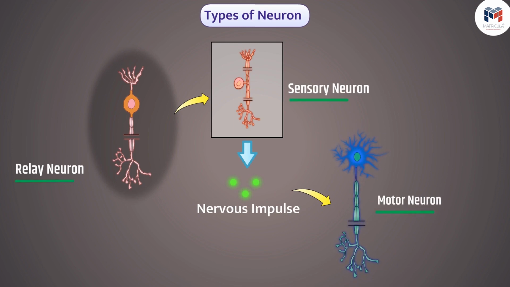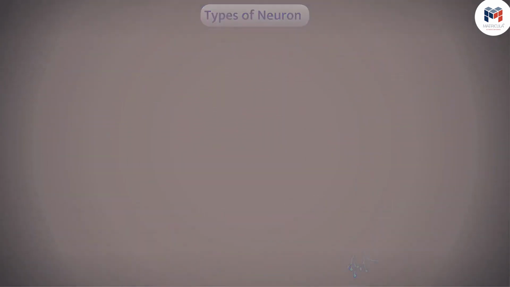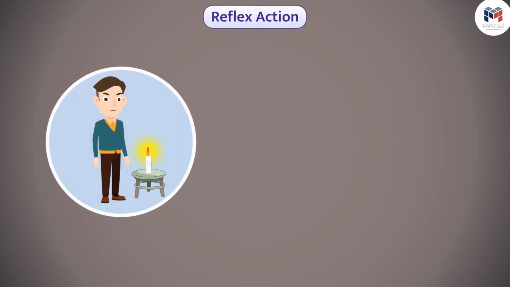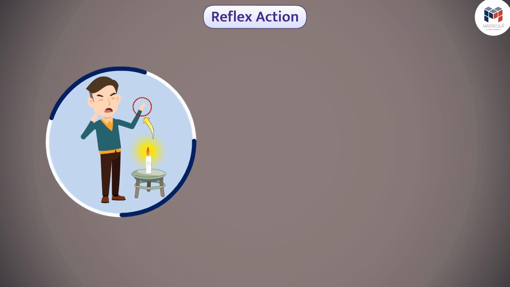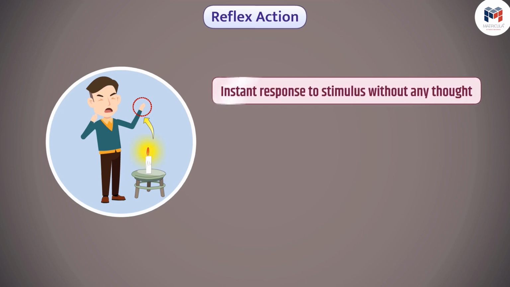Now, let's understand how these neurons work together. Reflex action. You must have felt that if you accidentally touch any hot object, the organ of touch gets pulled back immediately. Such an instant response to a stimulus without any thought is called reflex action. Such actions happen to protect the organ or body.